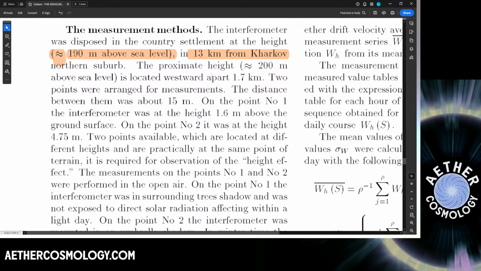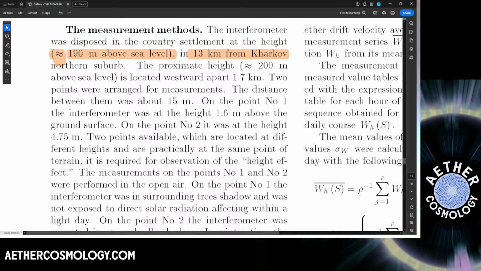Northern suburb, at an approximate height of 200 meters above sea level, located westward at a distance of 1.7 kilometers. Two points were arranged for measurements. The distance between them was about 15 meters. At point number 1, the interferometer was at the height of 1.6 meters above the ground surface. At point number 2, it was at the height of 4.75 meters. The two points, which are located at different heights, are practically the same point of terrain. This is required for the observation of the height effect.